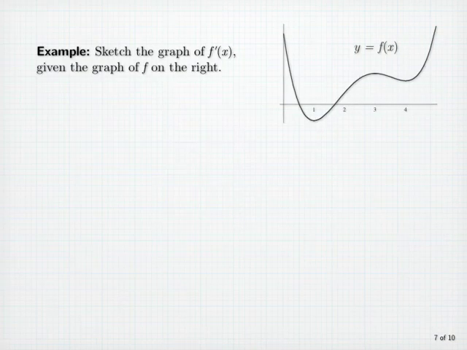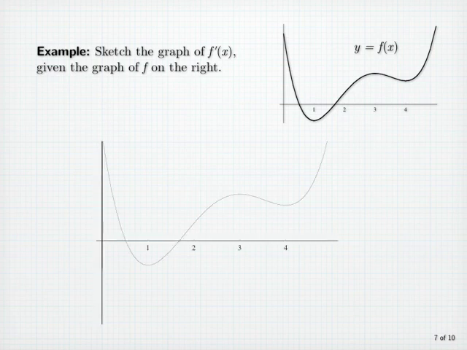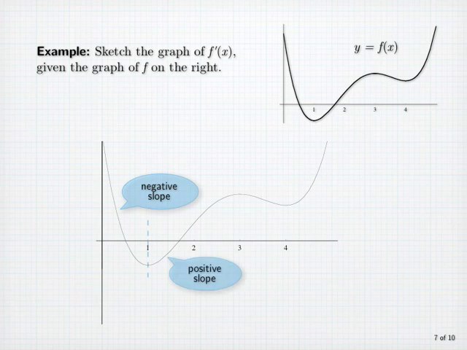Another example. Sketch the graph of f prime of x given the graph of f on the right. Let's make another copy of the graph of f, and we'll plot the graph of f prime on top. Let's first notice that the graph of f has a negative slope between 0 and 1, and the slope becomes positive to the right of 1. So the graph of the derivative should look something like this.